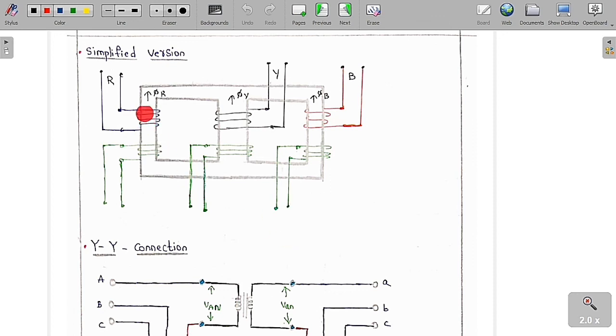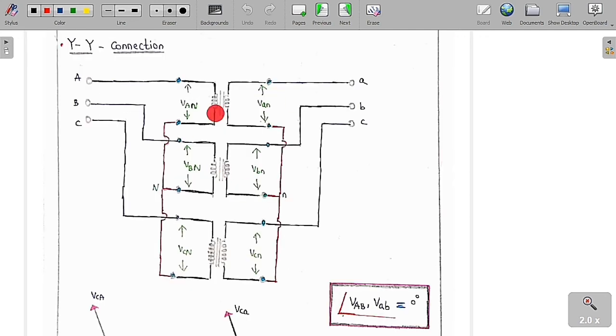So this is going to generate the flux phi r, this is going to generate the flux phi y, and this is going to generate the flux phi b. So the input you can connect in any connection, and the output also you can connect in any connection you want. So you can see it is a very simplified version, a single 3 phase transformer. Now we are going to see the star connection.